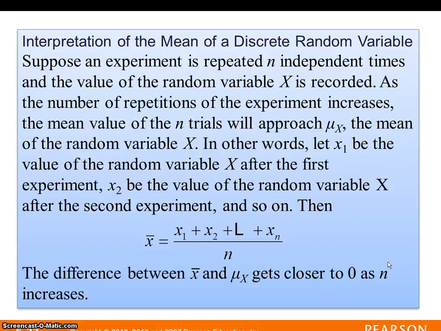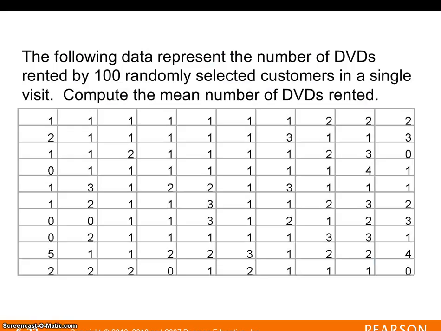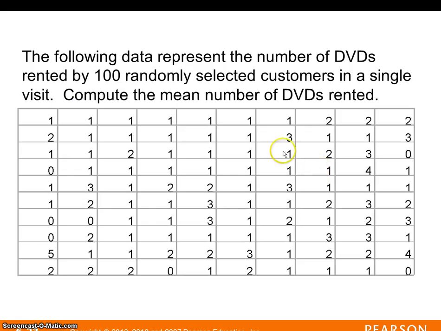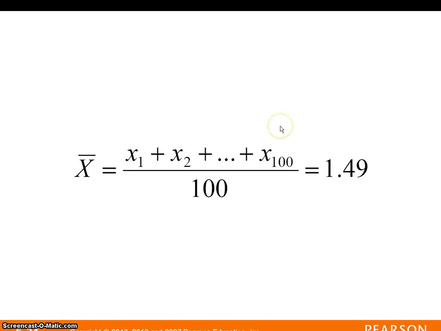So let's look at another example here to illustrate this. The data in this table represents the number of DVDs rented by 100 randomly selected customers in a single visit. Compute the mean number of DVDs rented. So this person has rented 1 DVD, this person's rented 2, this person hasn't rented any, this person's rented 3, etc. What you would do in this case is take all those and add them up, 1 plus 1 plus 1 plus 1 plus 1 plus 1 plus 2 plus 2 plus 2, just add all those up, and then divide by 100, and that gives you 1.49.